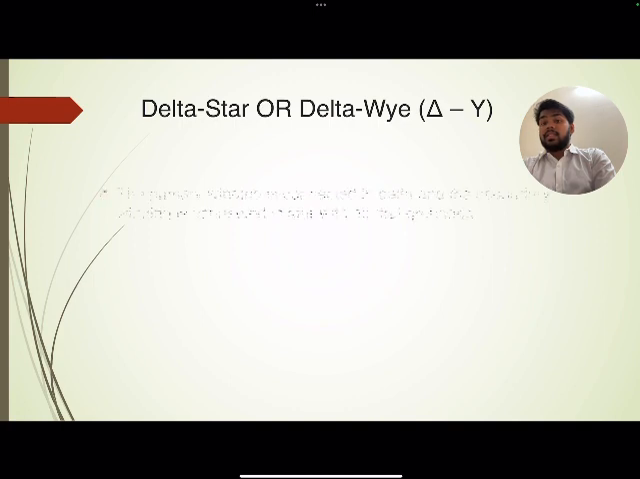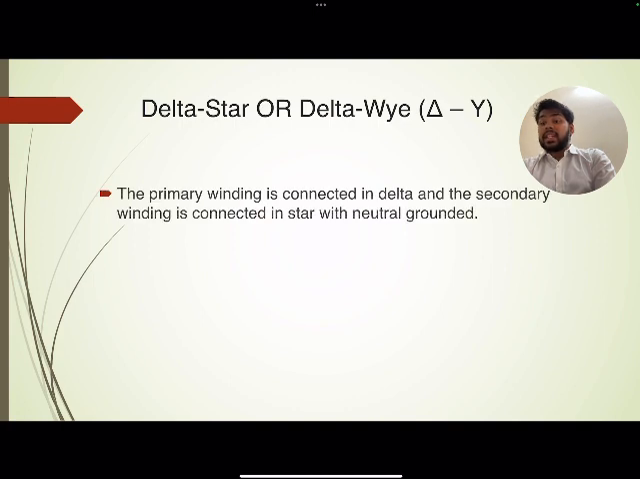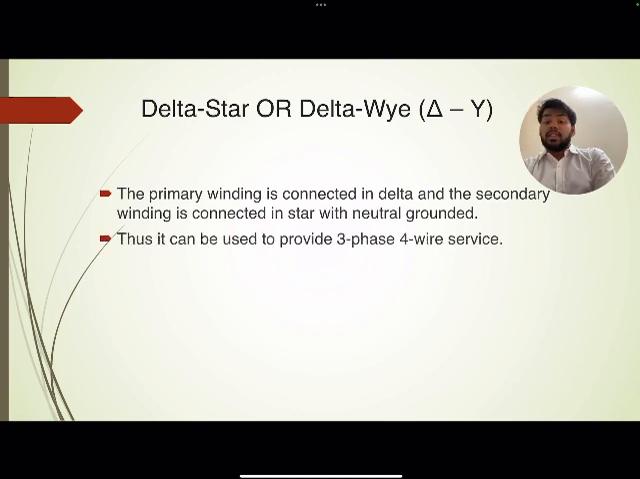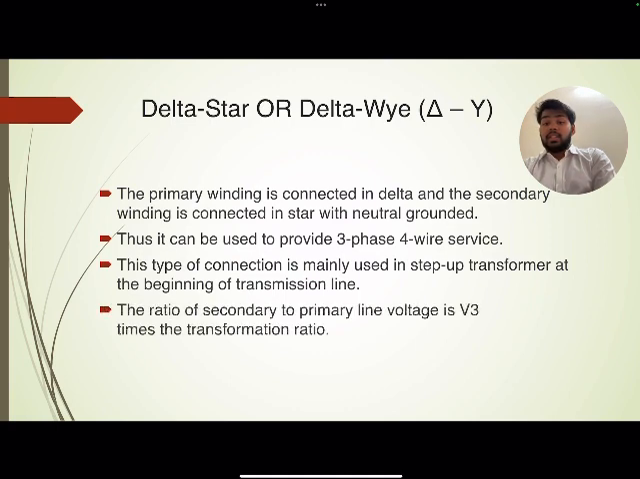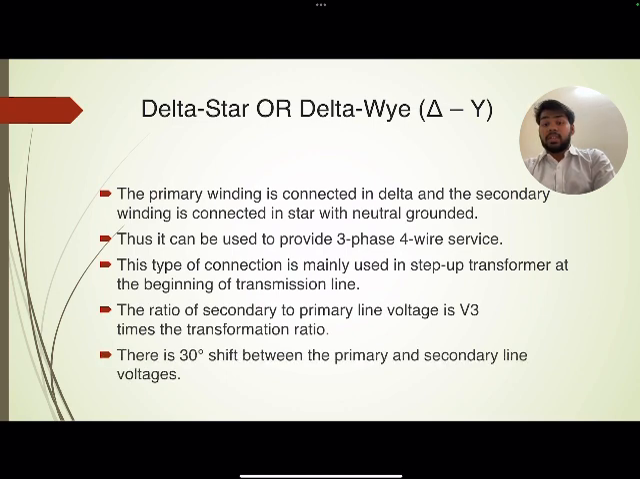Delta to star. The primary winding is connected in delta and the secondary winding is connected in star with neutral grounded. Thus, it can provide three-phase, four-wire service. This type of connection is mainly used in step-up transformers at the beginning of the transmission line. The ratio of the secondary to primary line voltage is root 3 times the transformation ratio. There is a 30-degree shift between the primary and secondary line voltages.